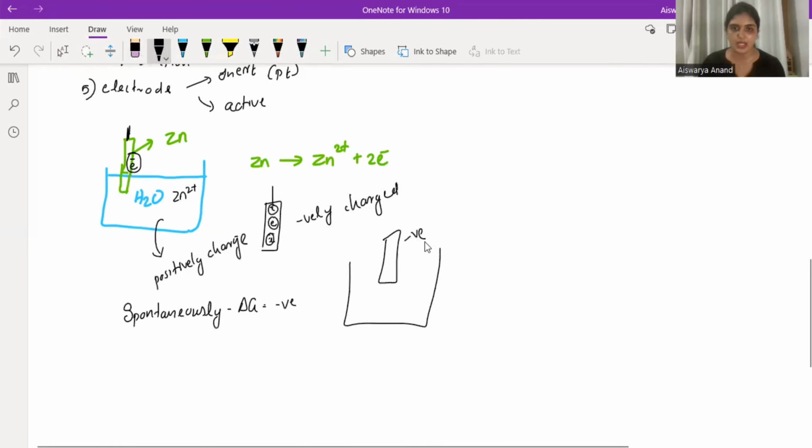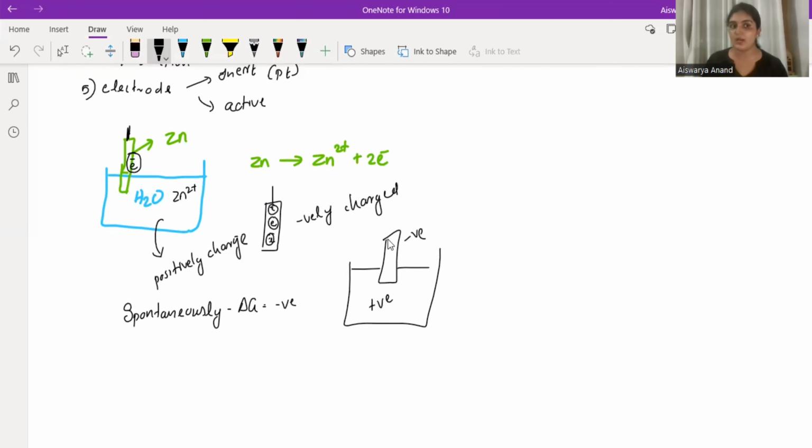Negatively charged, and the solution is positively charged, right? The electrode is negatively charged, the solution is positively charged. Now, this again is electrical neutrality, right? So as such, a system doesn't tend to form in this manner. So that is the reason why in normal condition, it will not happen.